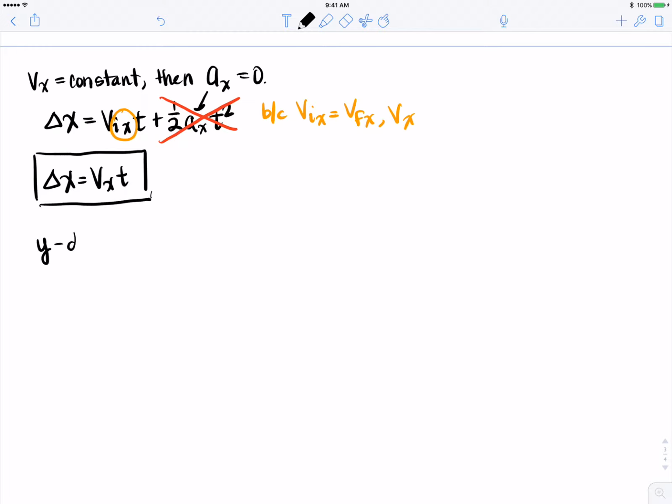In the y direction, we still have all three of our other kinematic equations. So we have delta y equals v sub iy t plus 1/2 a sub y t squared.